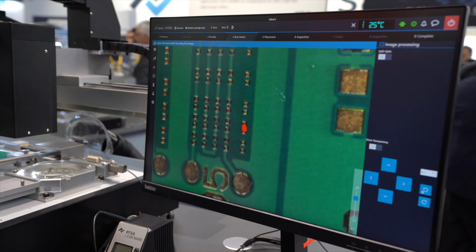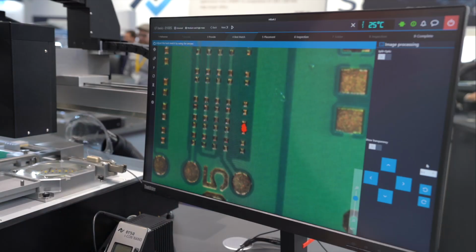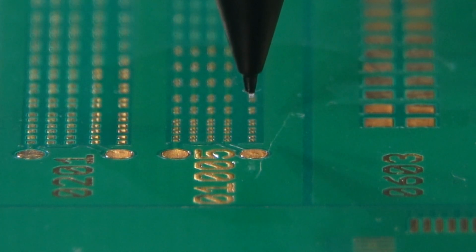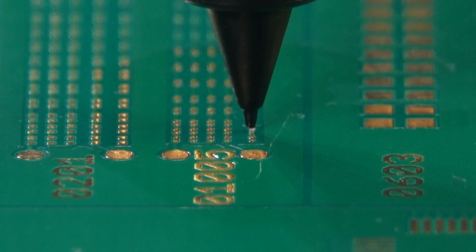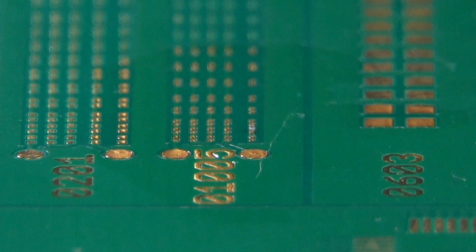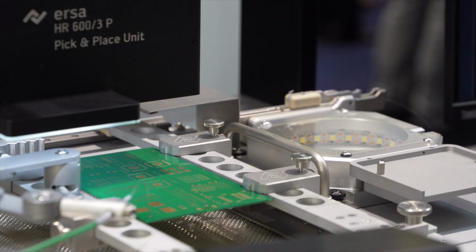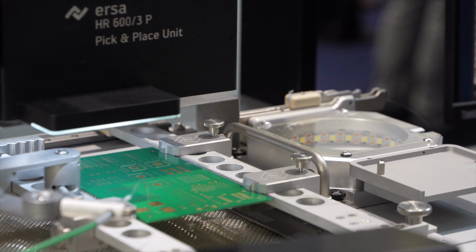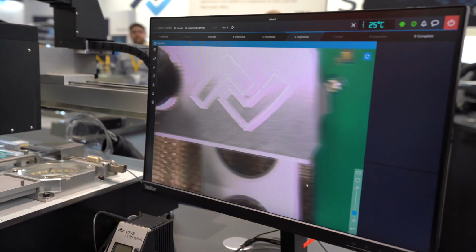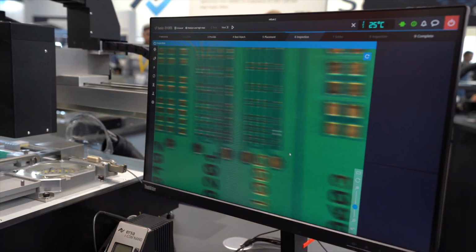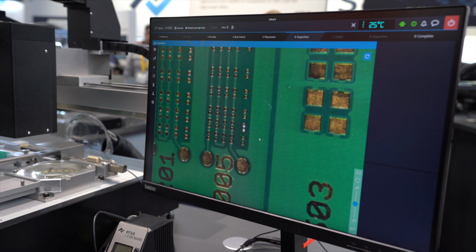After alignment, the result is displayed on the monitor in the software and the component is put down exactly in the required position. After placement, the camera moves over the circuit board to detect and verify the component's actual position, and the soldering process is then carried out. This has demonstrated to you how easy it is to position 01005 components with the HR600 3P.